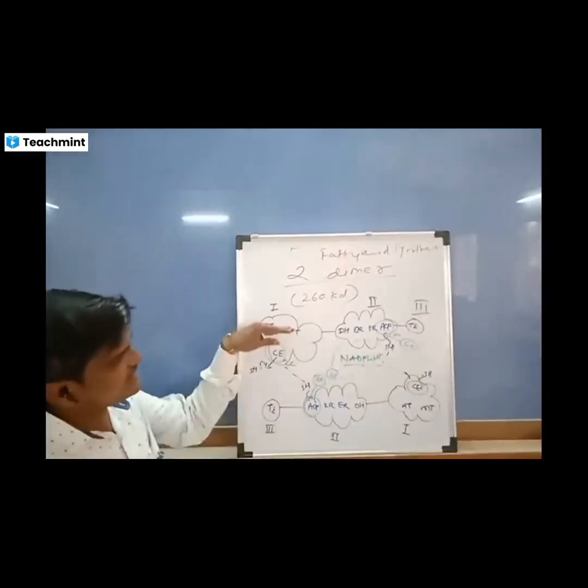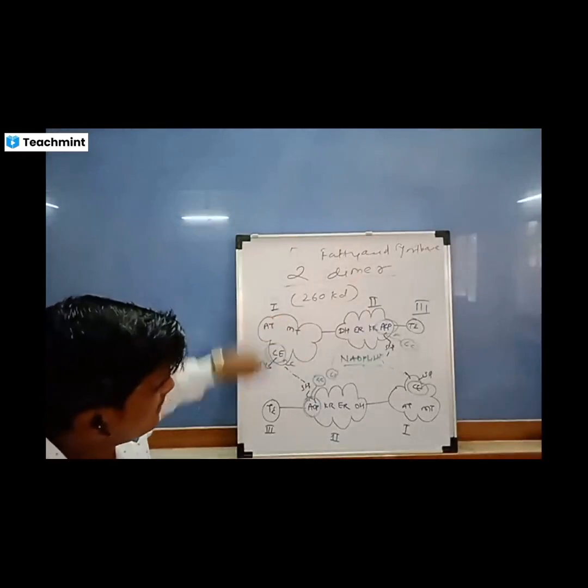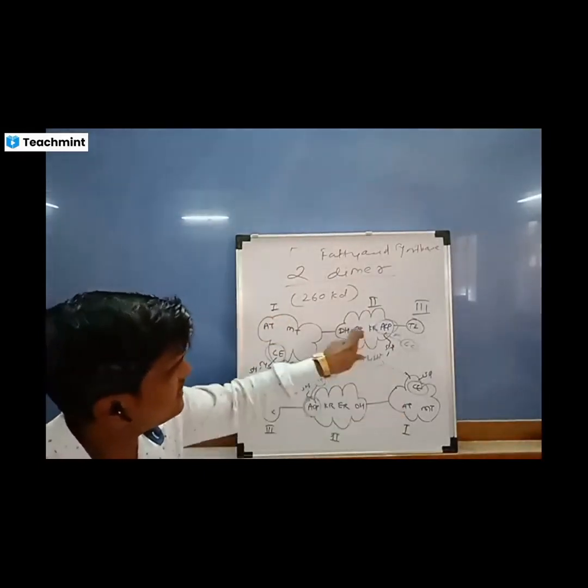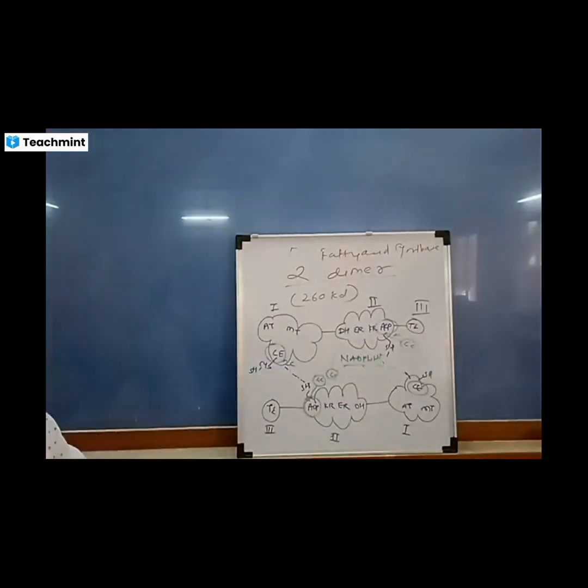So how is this fatty acid complex or multi-enzyme complex designed in such a way that domain 1 of one chain reacts with the second and third domains of the opposite chain, and domain 1 of this opposite chain reacts with the second and third of the other chain? So this is the detailed structure of the multi-enzyme complex fatty acid synthase.